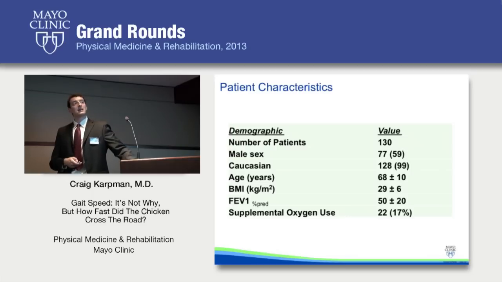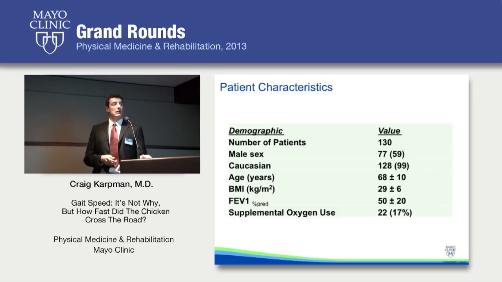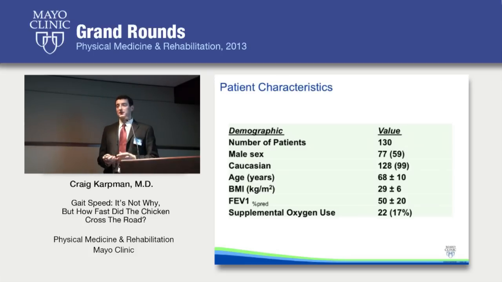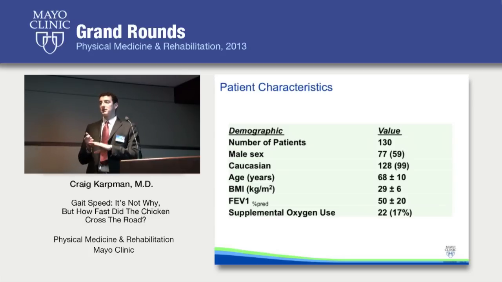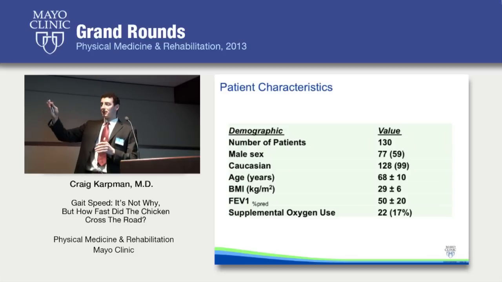We ended up enrolling 130 patients, more men than women. Almost all were Caucasian. You can see our cohort was older and overweight. The FEV1 here is forced expiratory volume in 1 second. It's our way of measuring the severity of their obstructive lung disease. So 50% is that cutoff between moderate and severe.